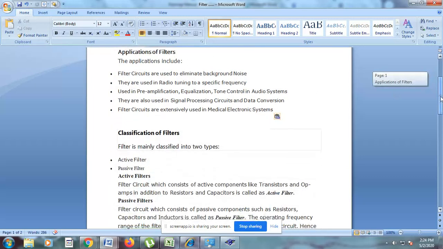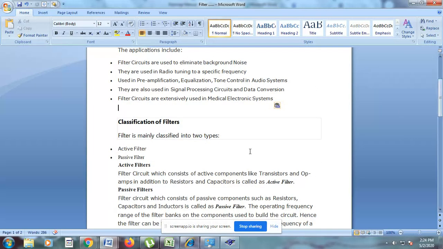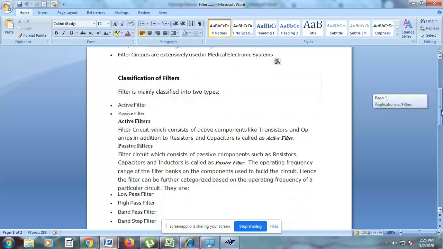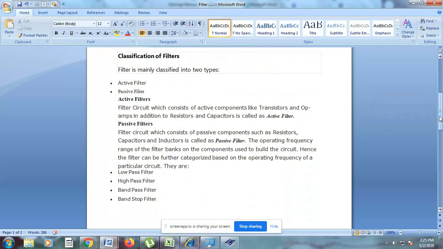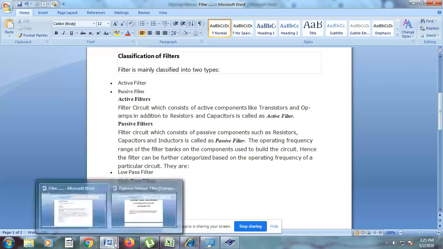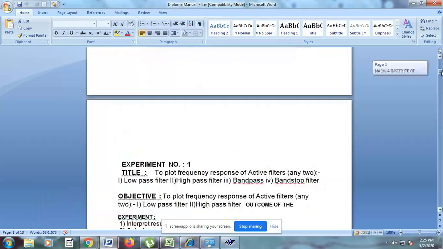now the classification of filters is mainly in two categories, that is active filter and passive filter. Active filter consists of transistor and operational amplifier in addition to resistor and capacitor, and passive filter is a combination of resistor, capacitor, inductor. And these two types of filter are further categorized into four types: low pass filter, high pass filter, band pass filter, band stop filter. Now we discuss low pass filter.